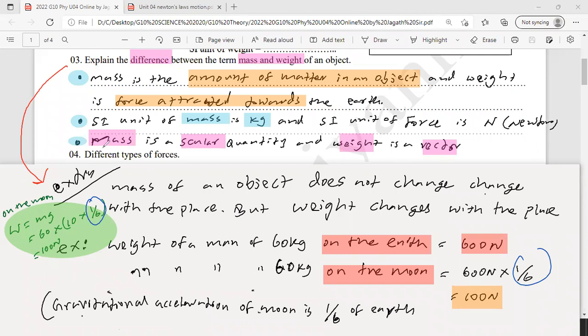Okay, next one, number 4. Different types of forces. Who can suggest some forces of different types in our day-to-day life? A push or a pull can be considered as a force. What are the other types of forces in our day-to-day life? Pulling force or pushing force. Any other forces? Any volunteers?